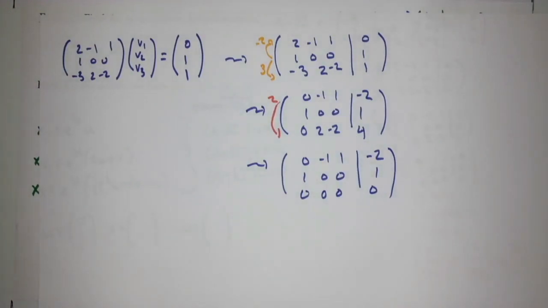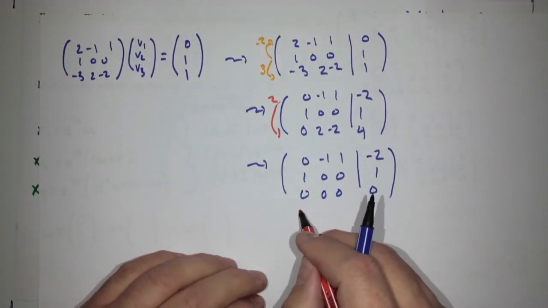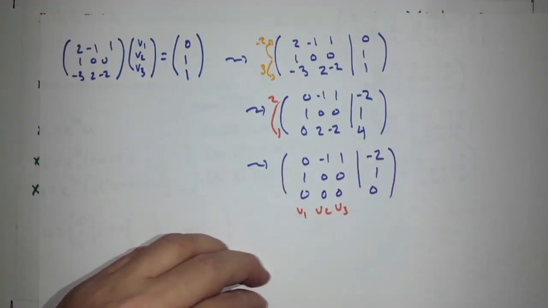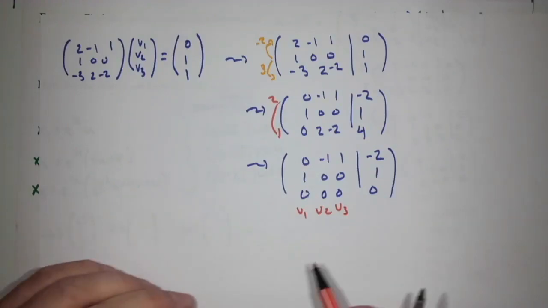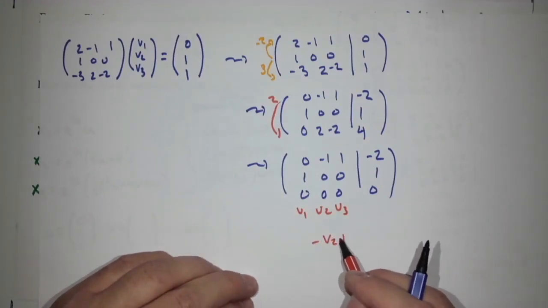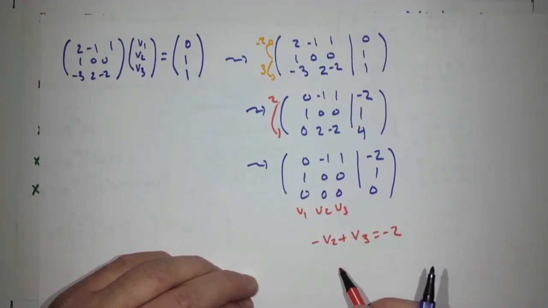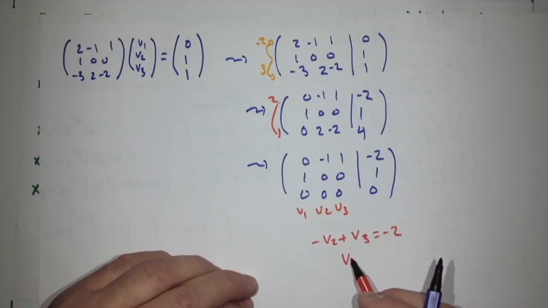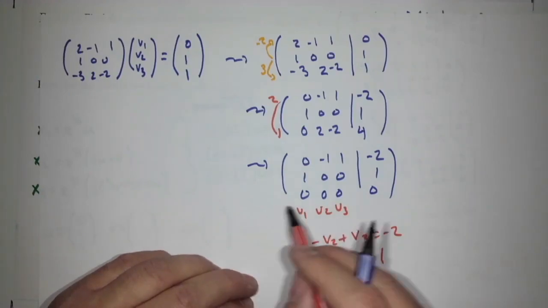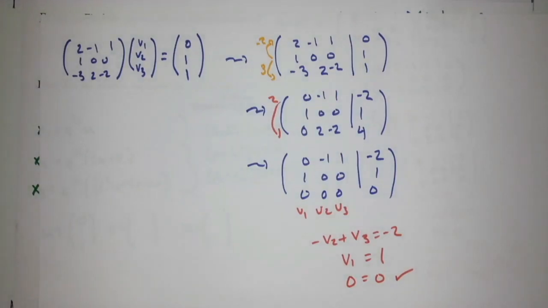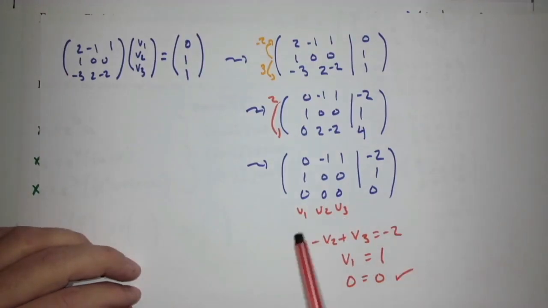All right. Well, let's read these equations off. So you have V1, V2, V3. What does the first row tell us? Minus V2 plus V3 equals minus 2. What does the second row tell us? V1 equals 1. And the bottom row tells us 0 equals 0, which is okay. It's always true. Good. That one was satisfied automatically. Now, we have to find choices for V1, V2, V3 where these two equations are always true.